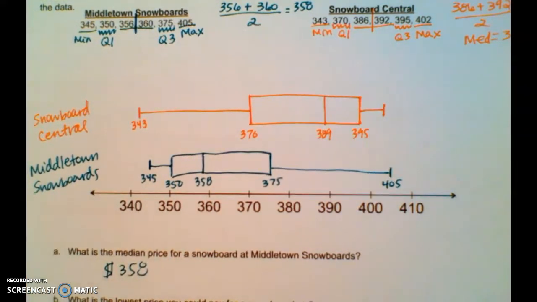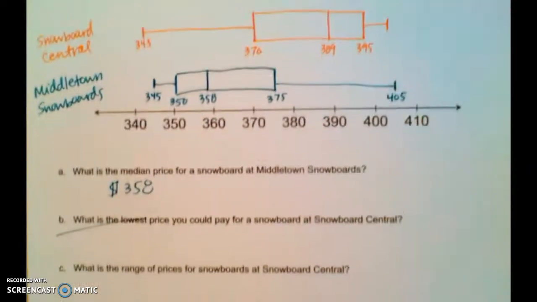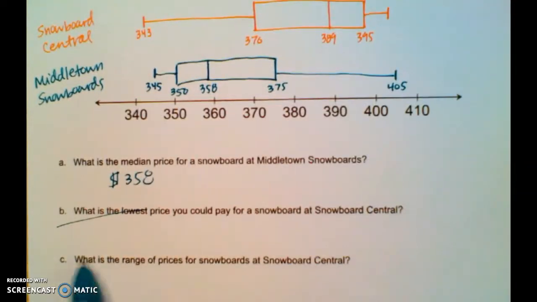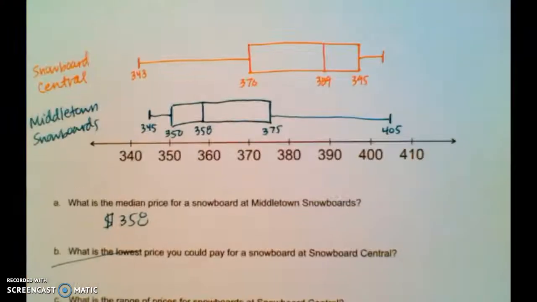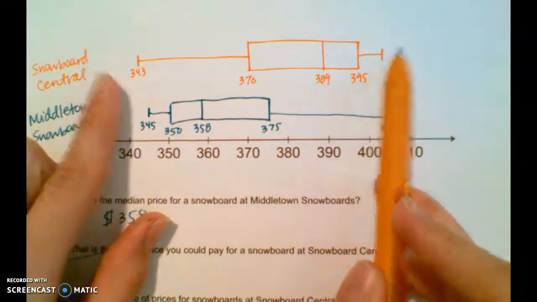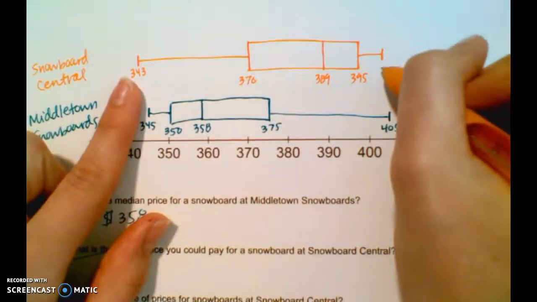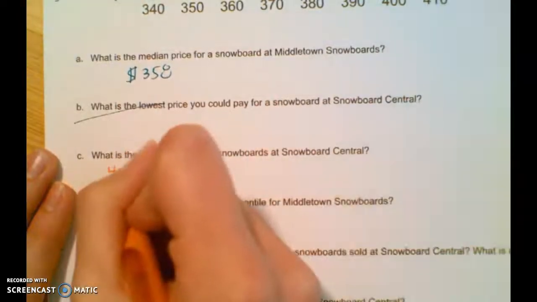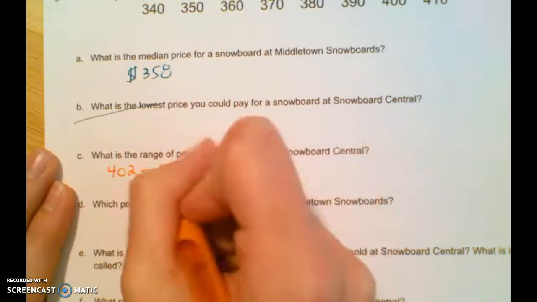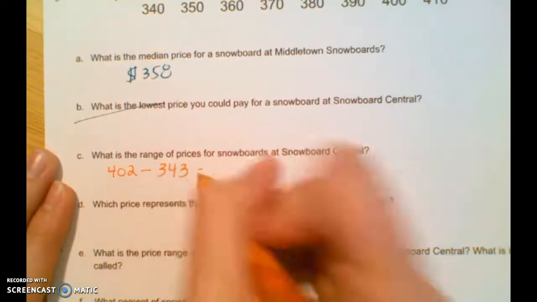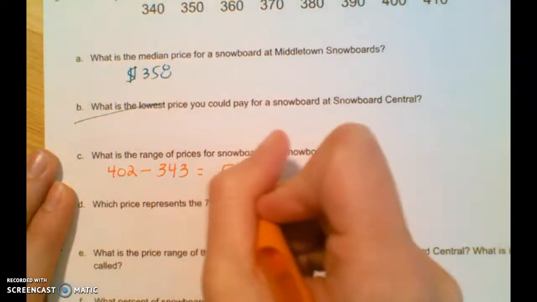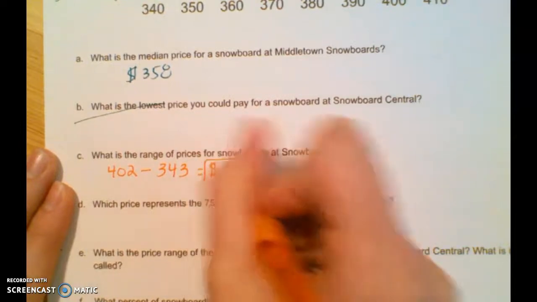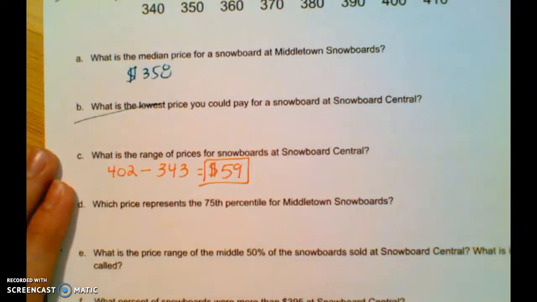I'm going to skip B since we're running out of time, so let's go to C. What is the range of prices for snowboards at Snowboard Central? So Snowboard Central is here. Range of prices means highest to lowest, and I actually forgot to write that's 402. So our range for Snowboard Central is going to be the highest, which is 402, minus the lowest, which is 343. When we subtract those, we'll get 59. So our answer to that, the range of prices, is $59.